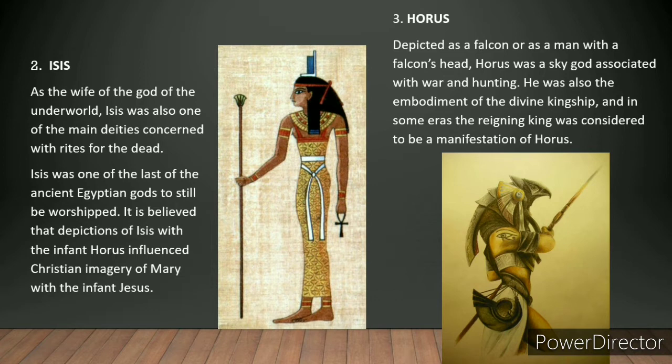Third, Horus, depicted as a falcon or as a man with a falcon's head. Horus was a sky god associated with war and hunting. He was also the embodiment of divine kingship, and in some eras, the reigning king was considered to be a manifestation of Horus. He is the son of Osiris and Isis, and his symbol, the Eye of Horus, is the most commonly used in Egypt.